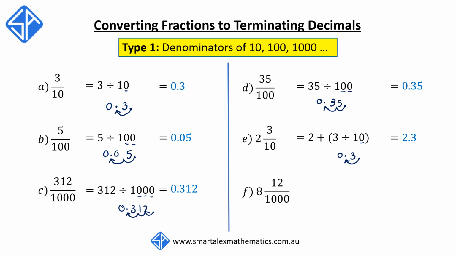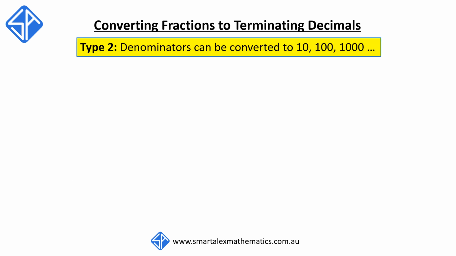Then we have 8 12/1000. This is the same as 8 wholes plus 12 divided by 1000. So for 12 divided by 1000, since there are three zeros, we move the decimal point 1, 2, 3 places to the left, filling in the gaps with 0. So we have 8 plus 0.012, and as a final decimal, this is 8.012.